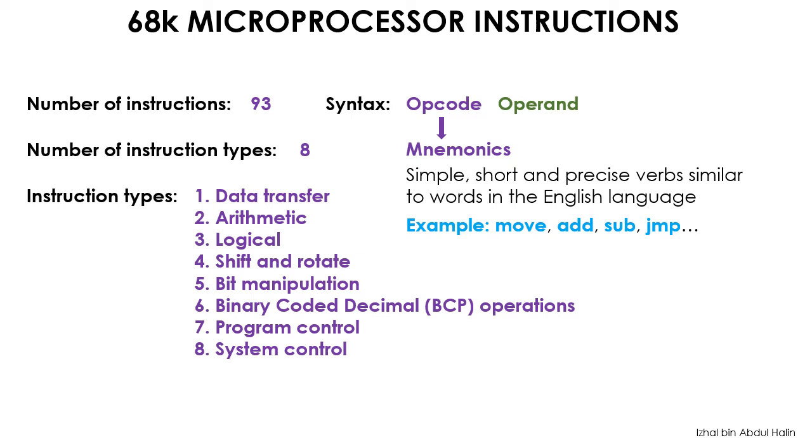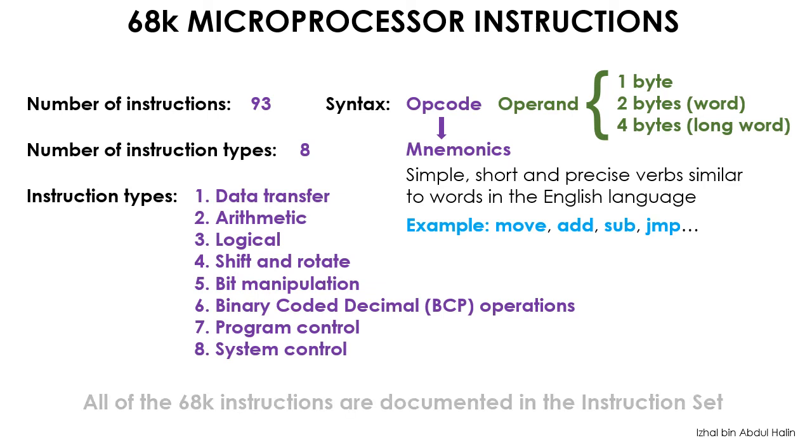However, at this point, it is important to understand that operands are data that can be either 1 byte long, 2 bytes long, or 4 bytes long. A 2 byte long data is known as a word, a 4 byte long data is known as a long word. An instruction set is a document that lists all of the instructions used for programming the 68K microprocessor.